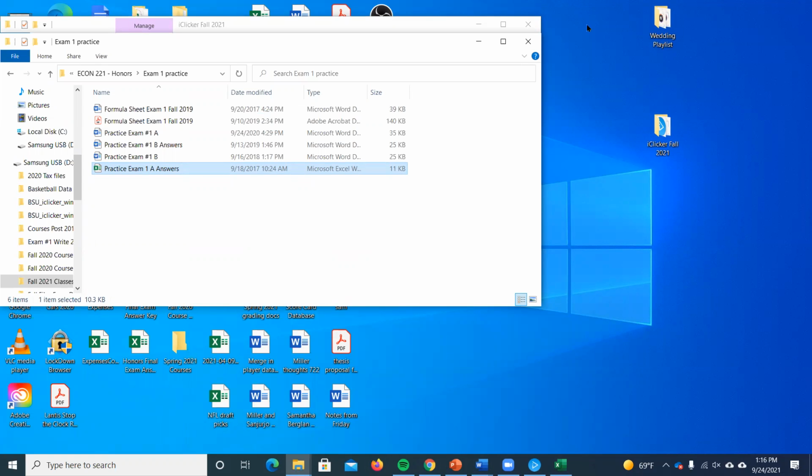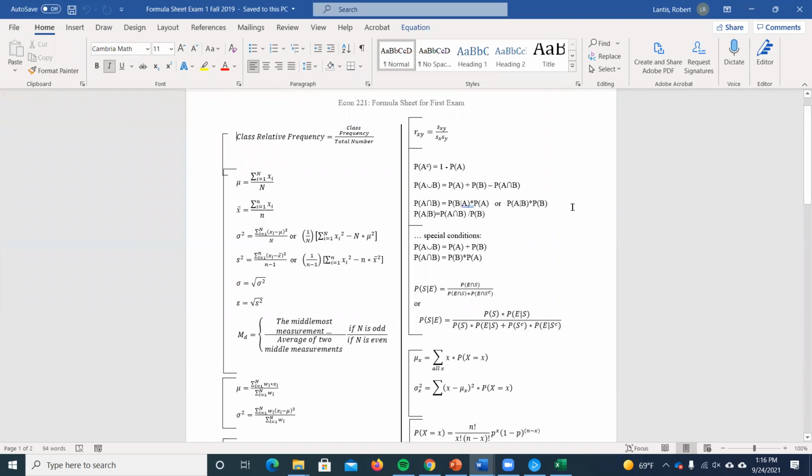Other than that, you'll have this formula sheet. What I would do if it was me is print this formula sheet out, right? And then I would write next to it, this is mean. This is sample mean. This is population variance.